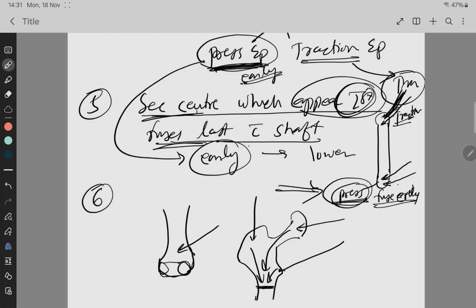So here are the 6 laws of ossification, how they appear and what their exceptions are, that you have to write in the exam. This is asked quite often in the viva also.